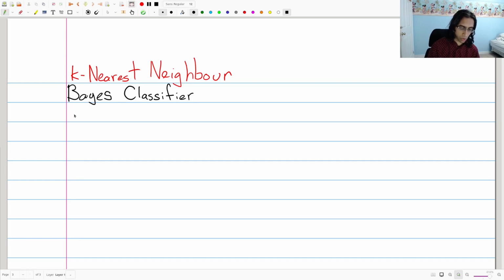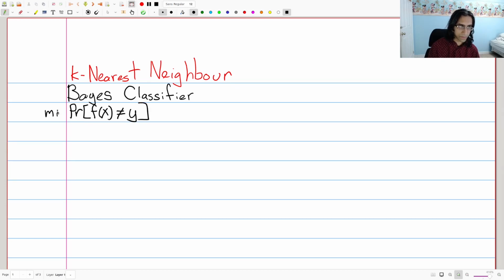Recall that our goal when we're doing classification, and today we're going to be focusing pretty much on binary classification, is in general to be able to output a function f which minimizes the probability of being wrong. So the goal is to find some f such that the probability that f(x) does not equal y is minimized, where x and y are drawn according to the distribution D. That's the goal in general when we're trying to do machine learning, or classification in particular.